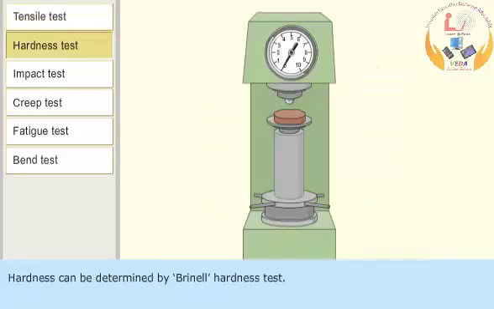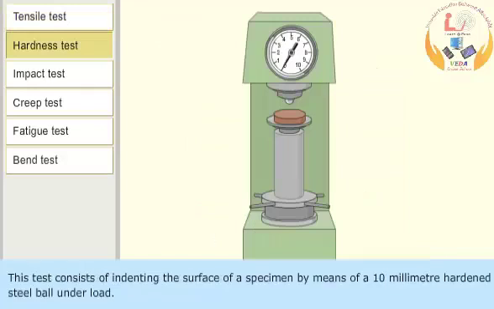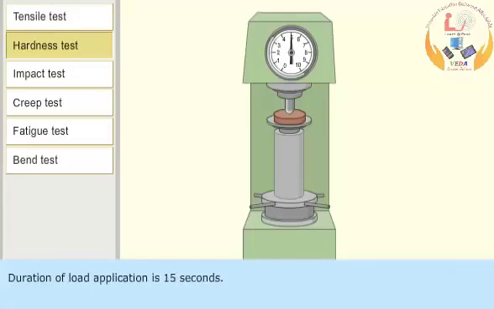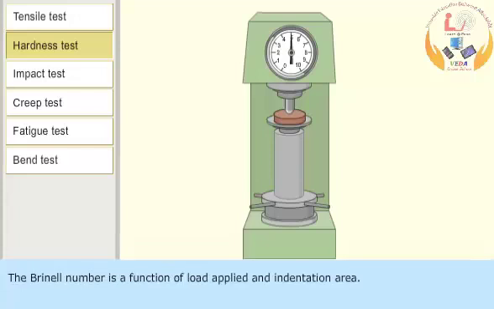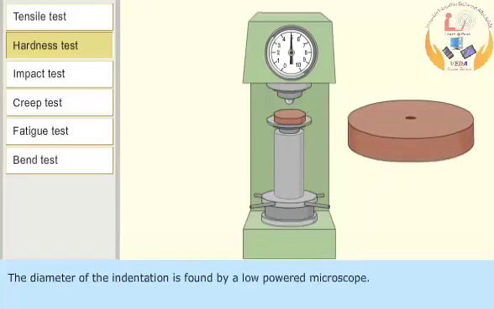Hardness can be determined by Brinell hardness test. This test consists of indenting the surface of a specimen by means of a 10 mm hardened steel ball under load. Duration of load application is 15 seconds. The Brinell number is a function of load applied and indentation area. The diameter of the indentation is found by a low-powered microscope.